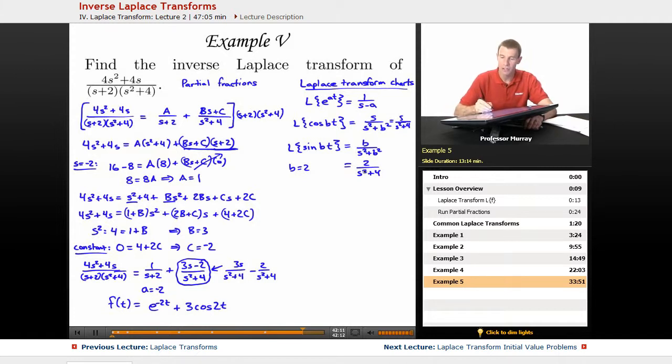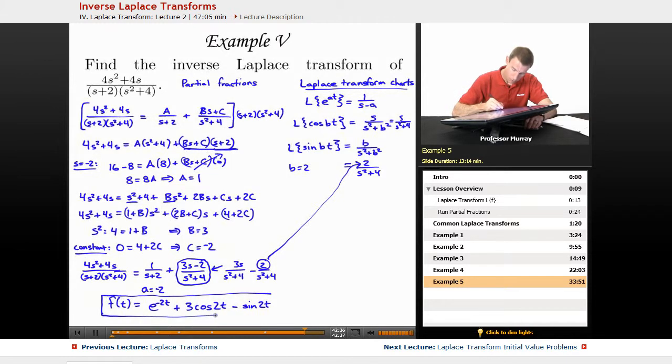Minus 2 over s squared plus 4. Well, 2 over s squared plus 4 is sine of bt, so minus sine of 2t. It's not 2 sine of 2t, because this 2 we don't want to think of as a coefficient. That 2 becomes that 2 right there. So we don't have another 2 outside the sine. And that's it. We've got our inverse Laplace transform of the function that we started with.